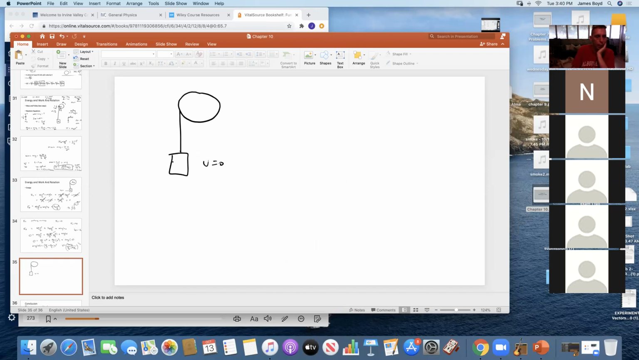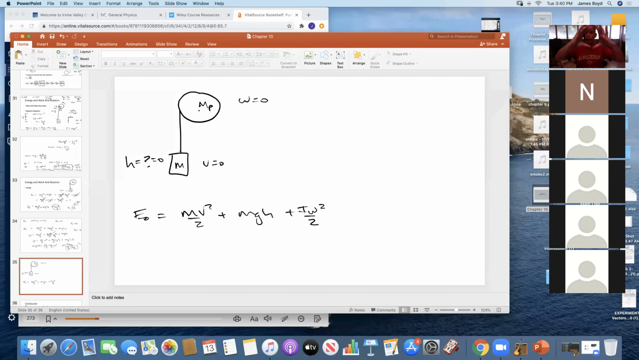initially V is 0, this is M, this is MP. Omega is 0. And we need to figure out what is H. I chose H to be 0 so that I could write down the initial energy: mv squared over 2 plus mgh plus I omega squared over 2. This has no potential energy of gravity. It does, but it's not going to change, right? And it has no translational velocity as a whole. That pulley is not going to fall. So I know this is 0. I've chosen this to be 0. I know this is 0.